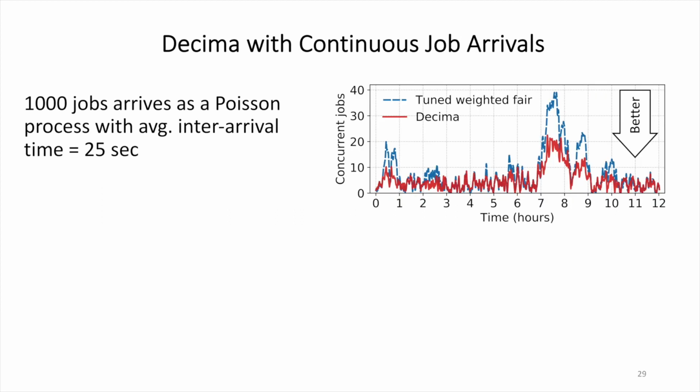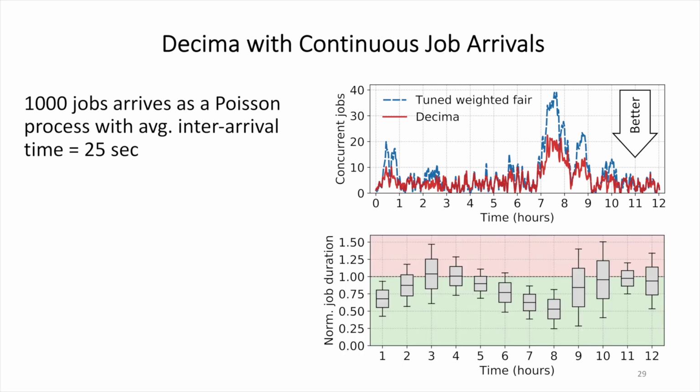A more realistic evaluation is with online job arrivals. Here we run 1,000 jobs with a Poisson arrival over a period of 12 hours. The figure on the top shows the time series of the number of concurrent jobs in the system. We only show Decima and the best comparing heuristic. The bottom figure shows Decima's job runtime relative to the heuristic at each 1 hour period. The bars below 1 mean Decima finishes the job faster. On average, Decima achieves 28% lower average job completion time than the best heuristic.